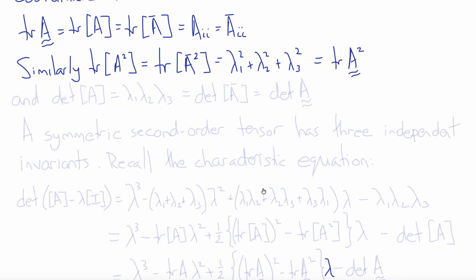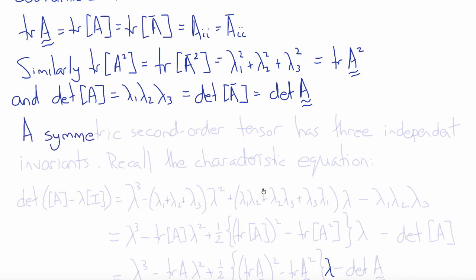The same is true of the determinant. So the determinant of A will equal the determinant of the diagonalized matrix, which is the product of the eigenvalues lambda 1, lambda 2, lambda 3. And again, regardless of which frame of reference you measure the tensor in, the determinant that you calculate will always be the same number, and that will always equal the product of the eigenvalues. So the determinant is an invariant. So we say that a symmetric second-order tensor has three independent invariants.